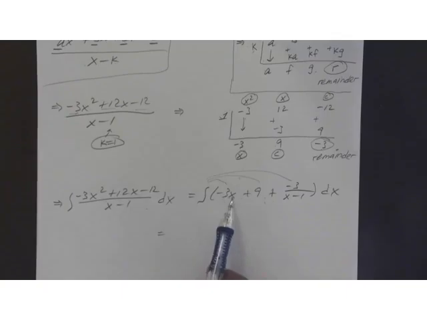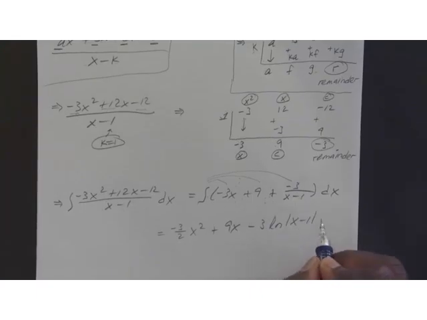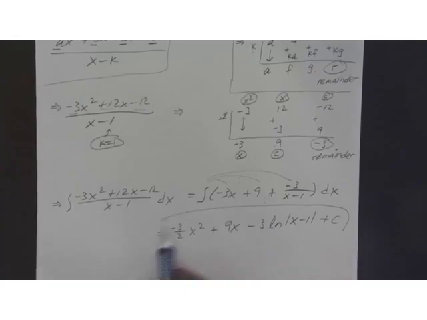Okay, so the integral of negative 3 times x is x squared over 2. So it's negative 3 times x squared over 2, which is negative 3 over 2 x squared. Plus the integral of 9 is just 9x. Plus the integral, might as well say negative 3. Factor that out, we have 1 over x minus 1. The integral of 1 over x minus 1 is the natural log of x minus 1. So it's minus 3 times the natural log of x minus 1 plus c.